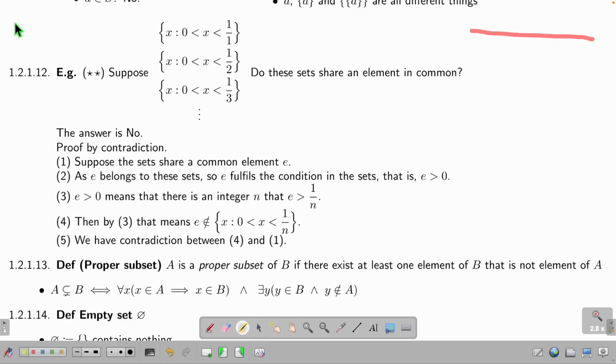Okay, suppose I have a set x that's numbers between 1 and 0, so I can draw something like this. Suppose I have a second set between 0 and 1/2, so it's something like this. And then I have a third set between 0 and 1/3, so it's something like this. And I keep going on until the end of the world. I'm saying all these sets do not share a common element.